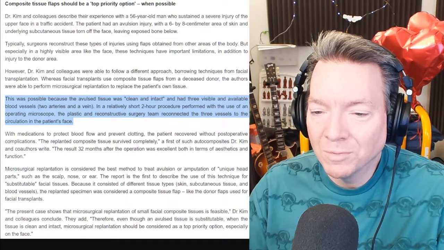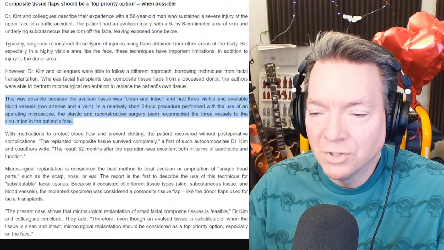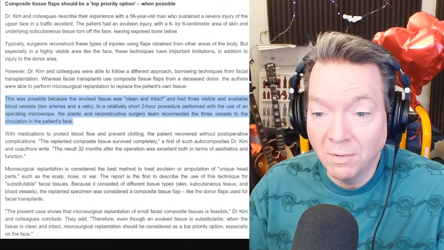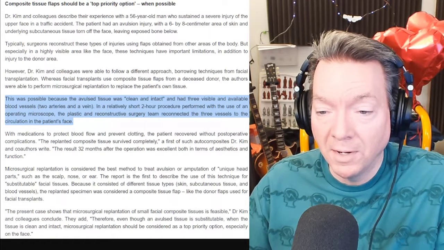A first of such accomplishments. The results 32 months after the operation were excellent in terms of both aesthetics, how it looks, and function, how it feels and operates as part of the body.